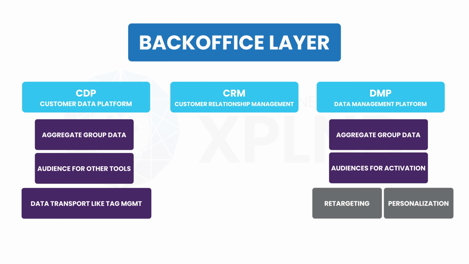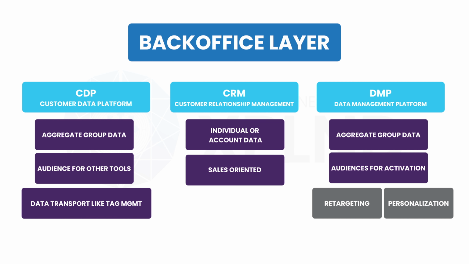Now, CRM is different because it's looking at individual or account data. It's more sales-oriented. So that's your back office layer of the marketing tech stack. Again, the back office layer has a little bit of data processing built in, but it isn't necessarily a dedicated data processing layer. You have a dedicated data processing layer that's a little different, and that's more for taking data, putting it into storage, and processing it in a heavier way than your back office. Your back office, again, is data storage for specific applications, whether it's activation, analysis, or integrating with other tools. That's what you're looking at with your back office.